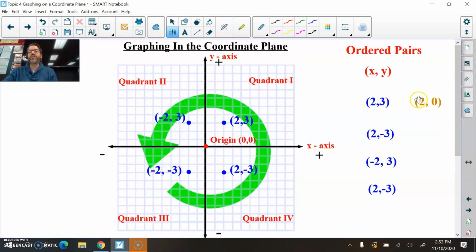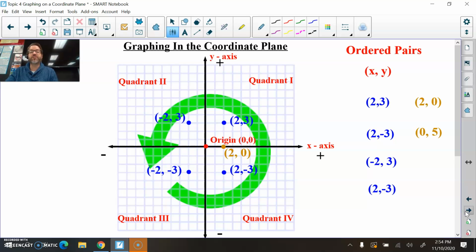what if we have a point like (2, 0) though? (2, 0) isn't going to be in a quadrant because the y value is 0. What this means is we're going to move 2 spaces for our x coordinate. We're going to go 2 spaces to the right of the origin. But then our y value is a 0, so now I don't get to go up or down. We're going to be right here on the x-axis. So (2, 0) is located right there on the x-axis.